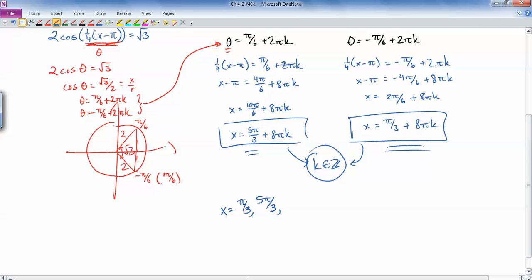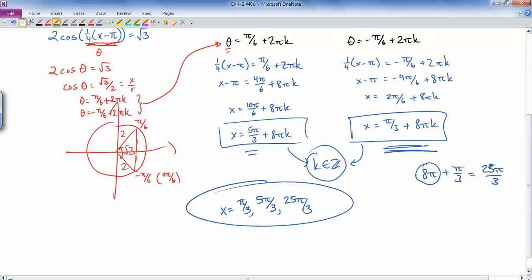And then if I plug in k equals 1 over here, that'll give me the next smallest solution. So it's 8 pi plus pi over 3. Let me do that over here. That's going to be 24 pi over 3 plus another pi over 3. That'll be 25 pi over 3. So there are my first 3 positive solutions.